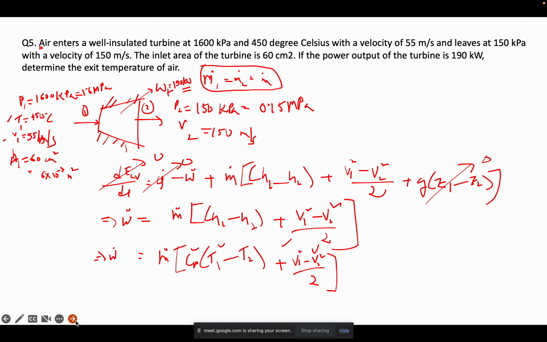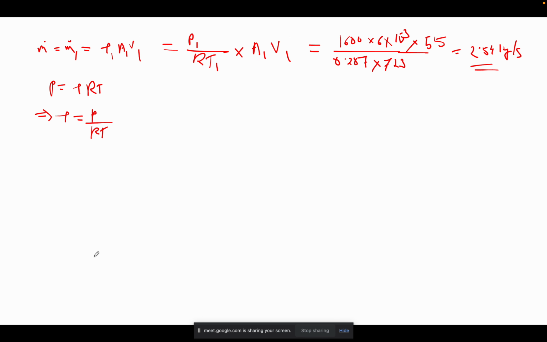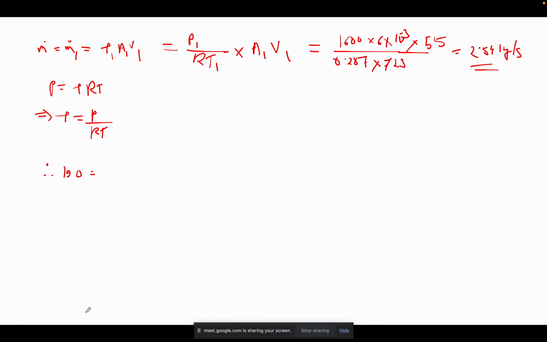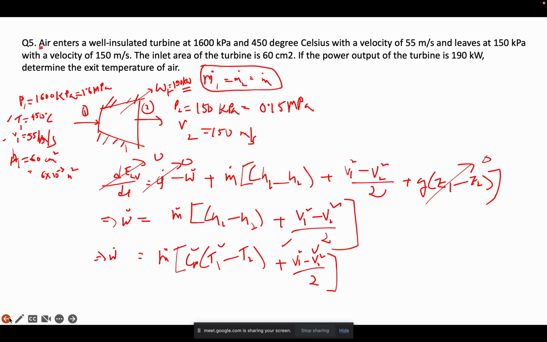Okay, so now in this equation I know everything, I just need to put it here. So what is my W dot? 190, this is in kilowatt, remember. 190 is equals to your m dot. M dot is equals to 2.54. Now Cp is 1.001 kilojoule per kg Kelvin. What is your T1? T1 is in degree Celsius, so it's 450.